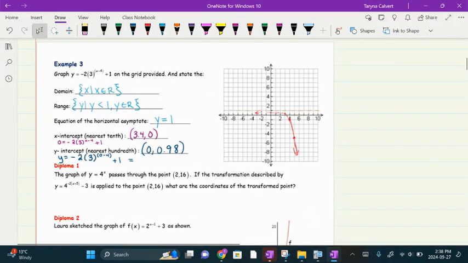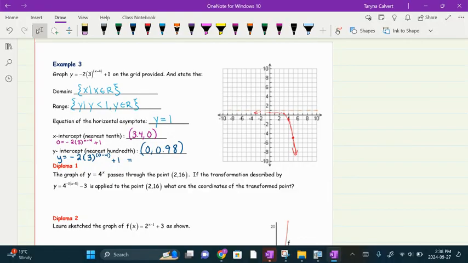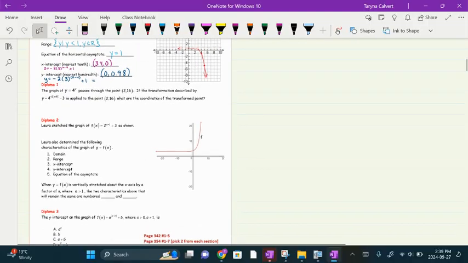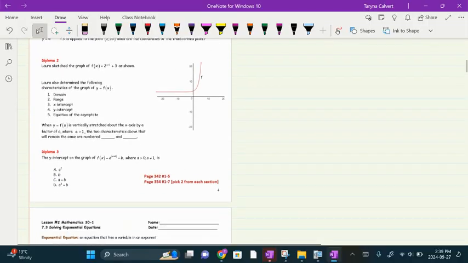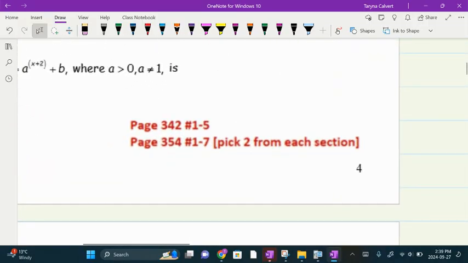So that is that. Okay, so that is everything I need to let you guys in on to be able to do all the transformation stuff, all the x-intercept, y-intercept characteristics of the function. So with that, you can try the 3 diploma questions and then go from your textbook questions.